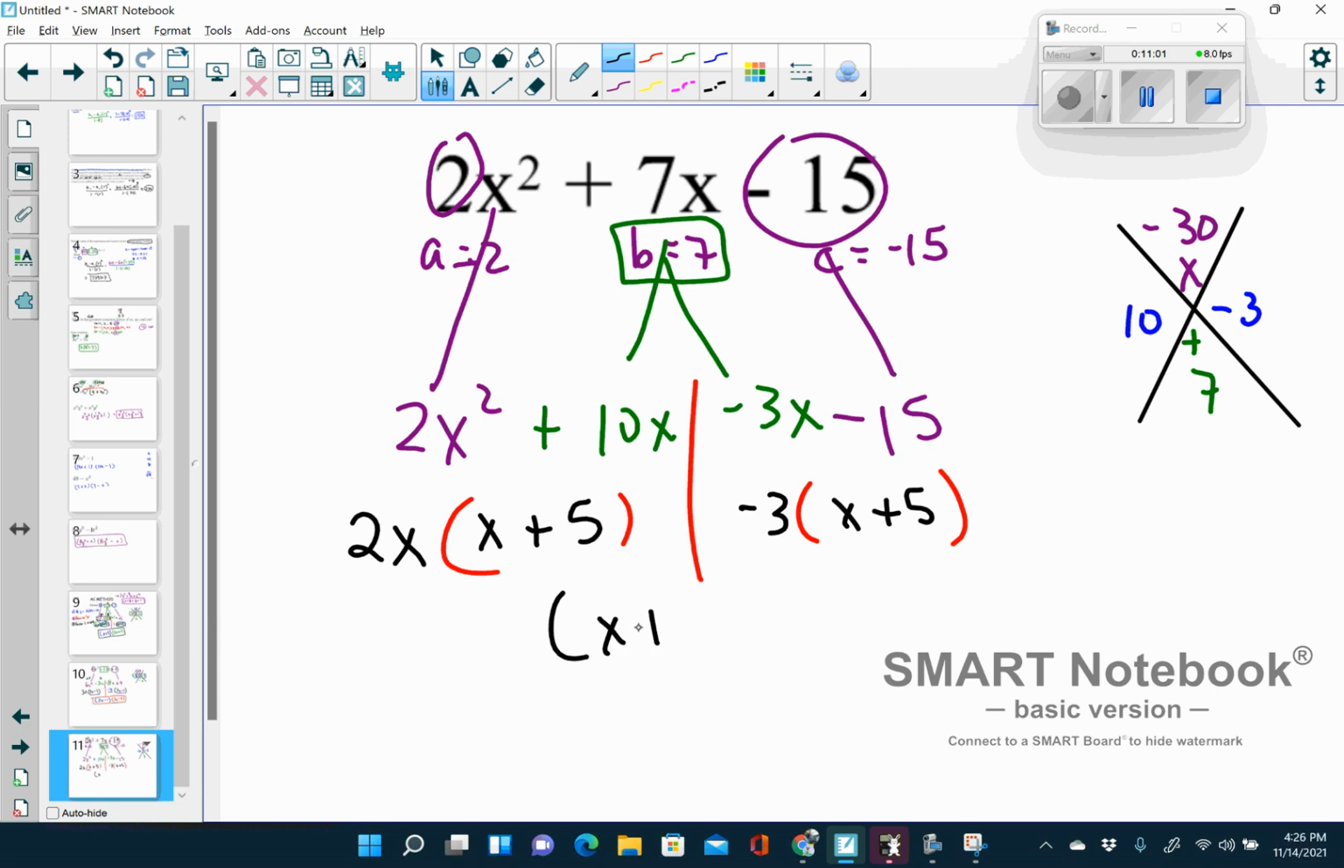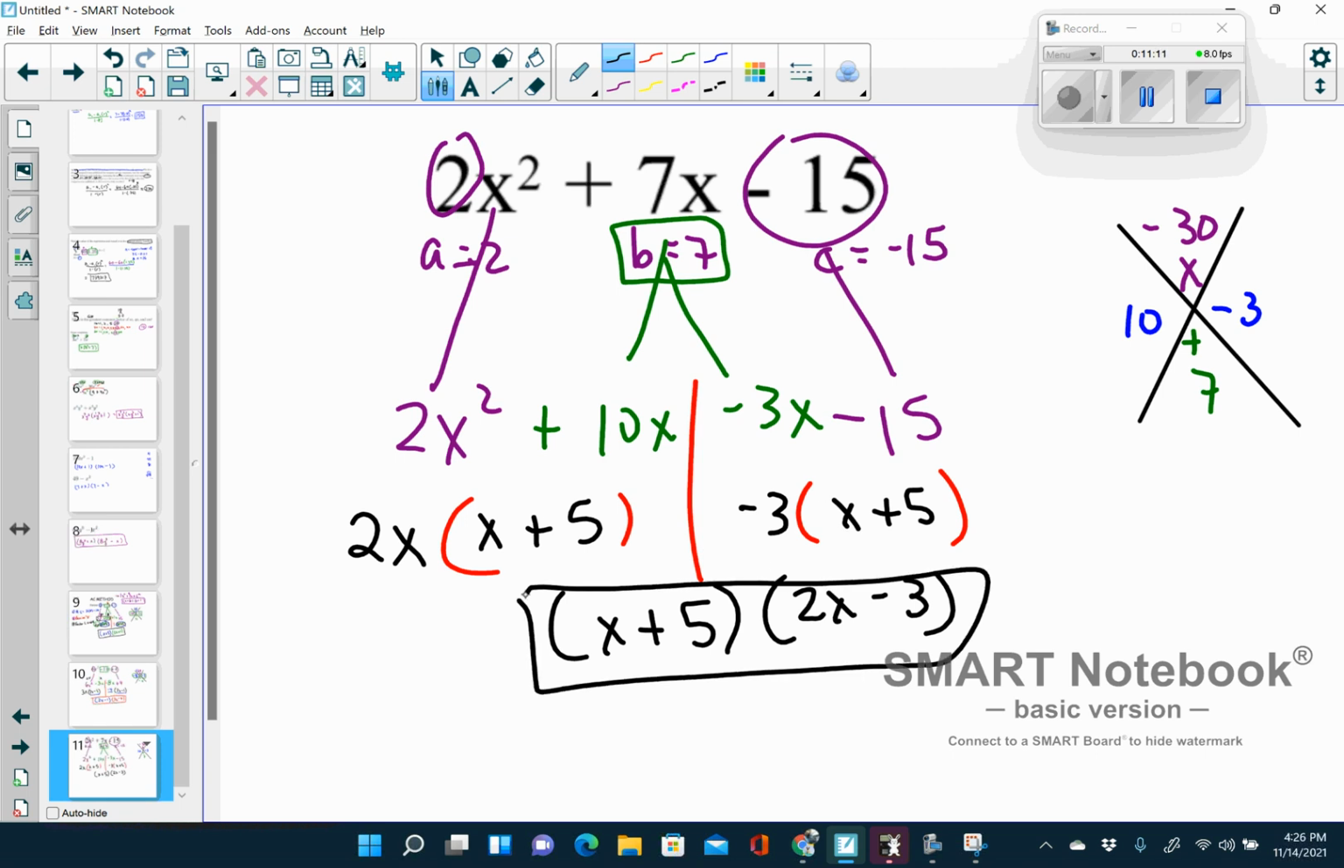Final step, write down what you have left, x plus 5 and 2x minus 3, right? Because x plus 5 is dealt with, 2x minus 3 is what's left. Done. Okay, good job. Good job.